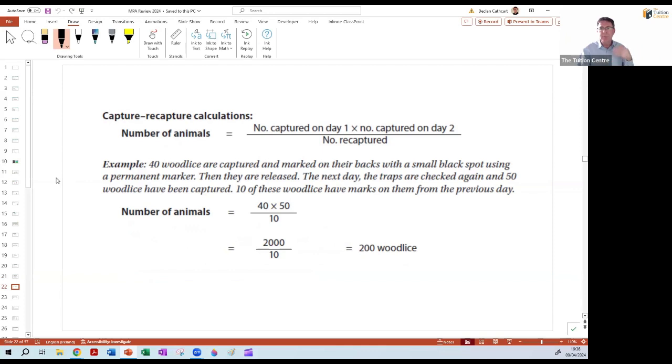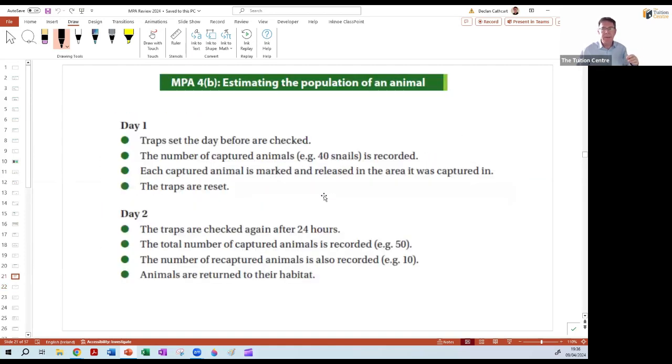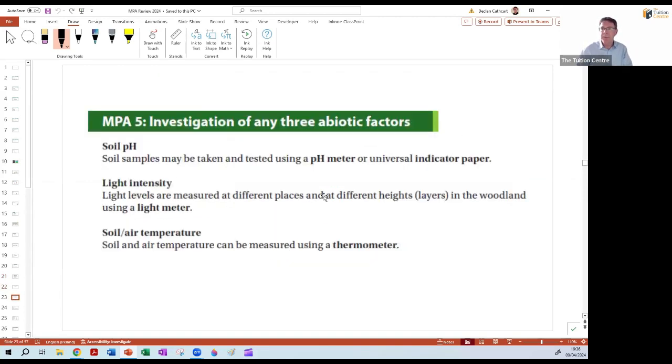So supposing you had 40 woodlice or 40 snails on day 1 and 50 on day 2, but 10 of those 50 were recaptured. 40 by 50, 2,000, divided by 10, you know that there's 200, estimate 200 woodlice in your habitat. It's literally way more than that. You know it, woodlice everywhere. But that's the idea. So you need to know this formula, you need to know all that stuff, but it's a nice question to do because it's easy to remember. And if you've done it yourself, it's even better. But hopefully that'll give you a good idea if you didn't.